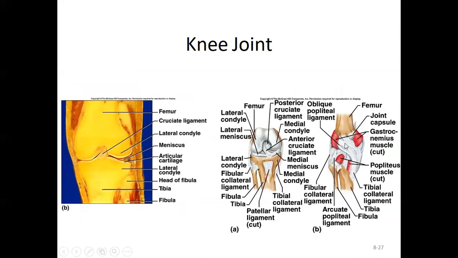So you can see this is very fortified. This is very secure because there are lots and lots of ligaments that surround this joint to keep it in place.